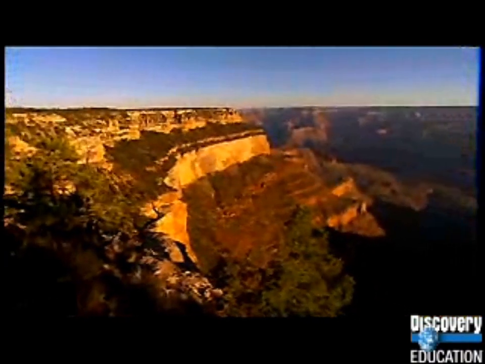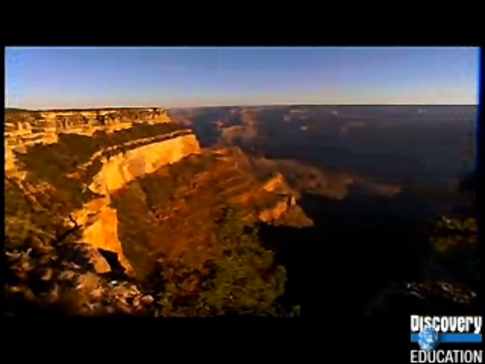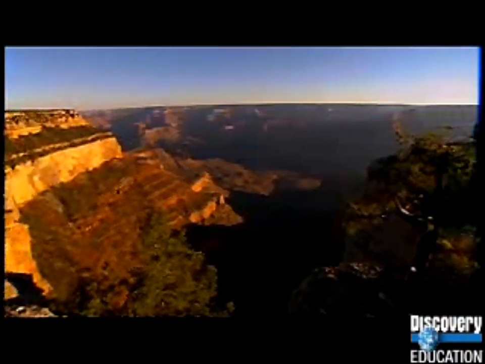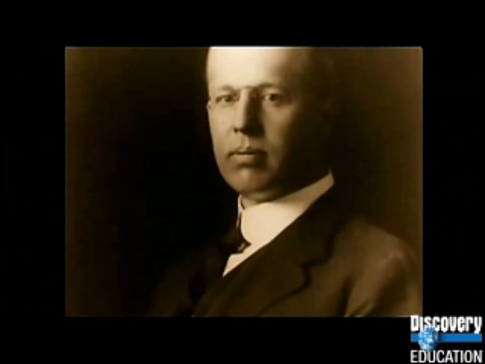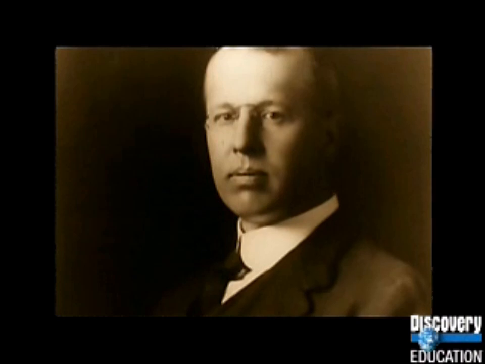Exactly how old was the Earth? The question persisted until 1907, when American chemist Bertram Boltwood discovered a way to make the rocks and minerals of the Earth provide an answer.